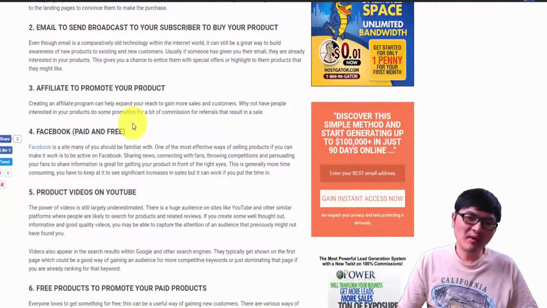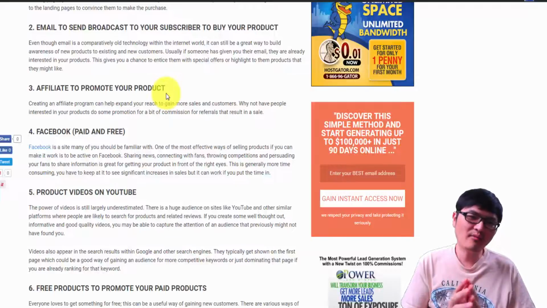Number three is affiliates to promote your product. I have a book called Unlimited Traffic System, at unlimited-traffic-system.com. That product basically teaches how to launch your own product and use affiliates to promote it. You can find affiliates through JVZoo and Clickbank, where they have lots of affiliates selling products.